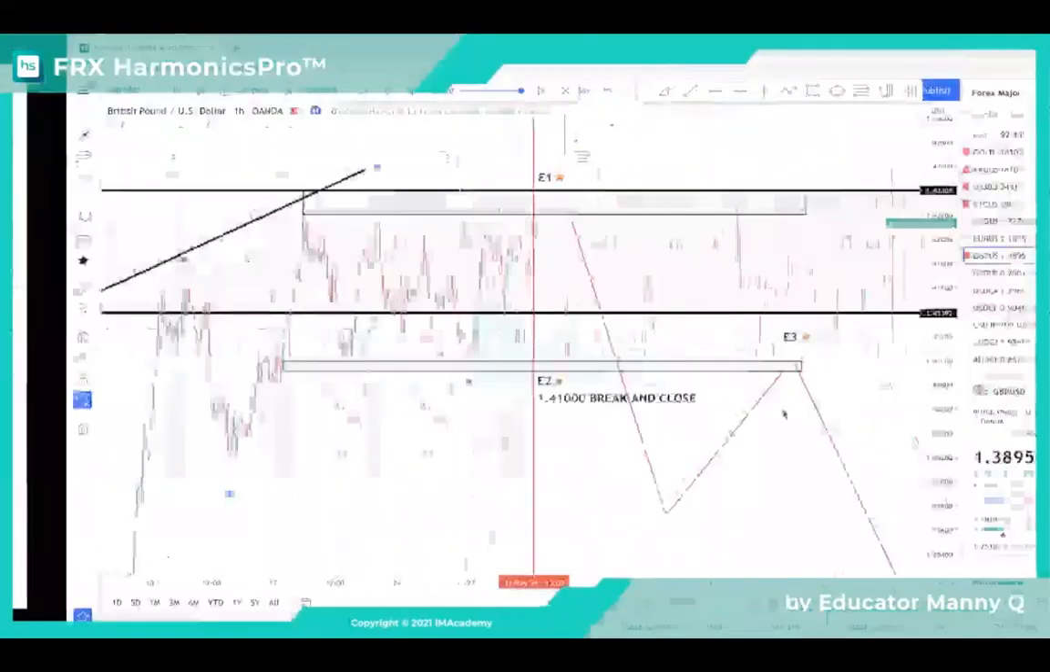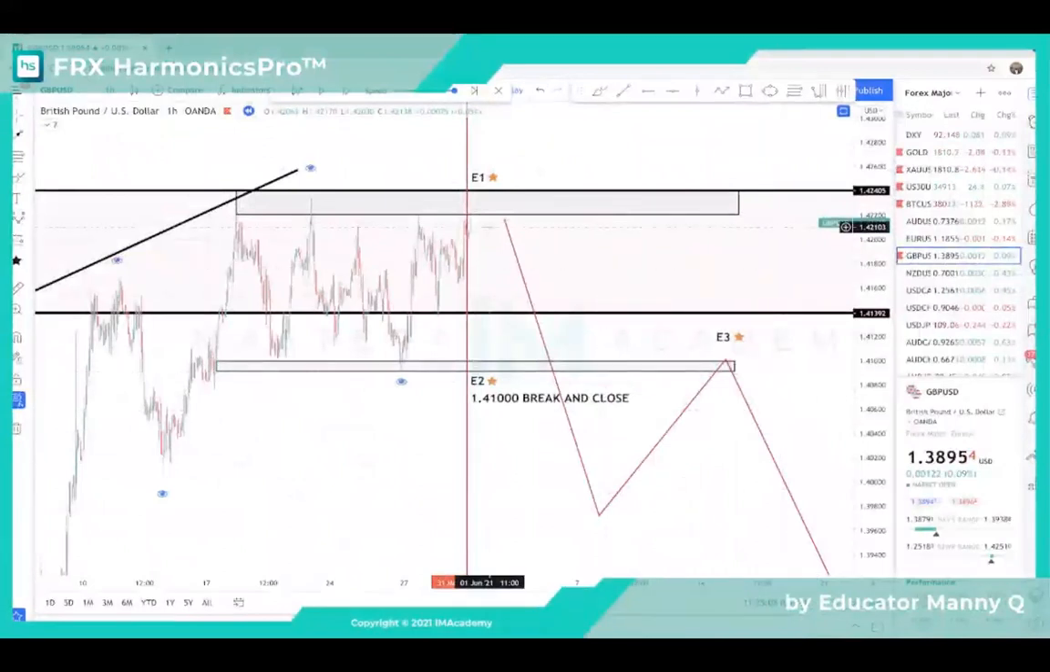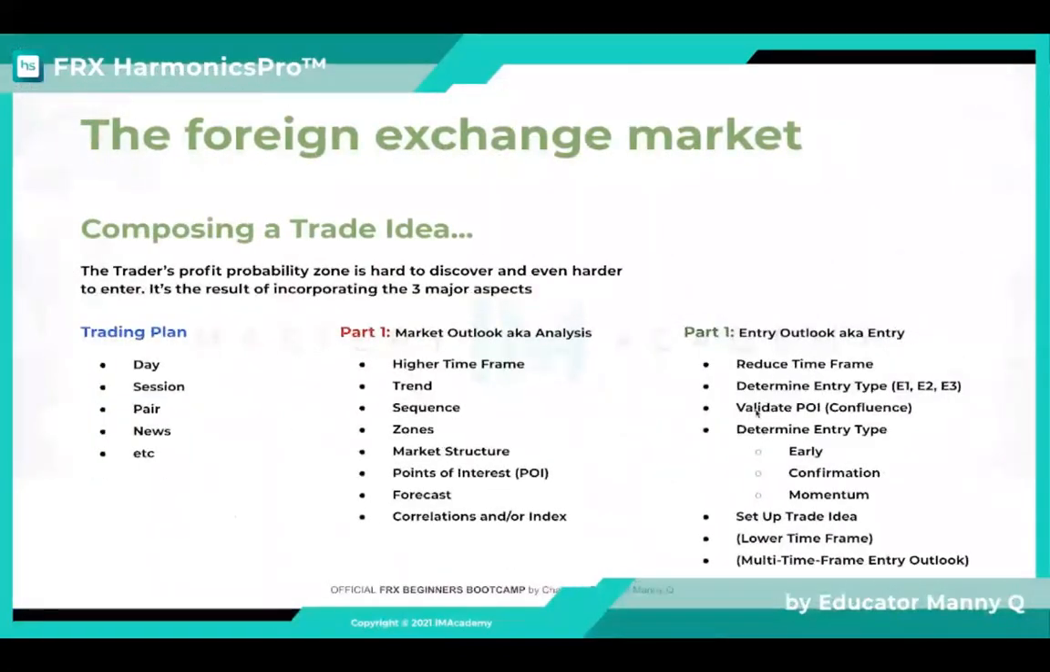Now that you've determined your 3 points of entry, am I going to enter E1 equal high, E2 breakout, E3 retest? If I'm going to enter one of these, now you need to validate your POI. You need to validate that point of interest. You need to validate that entry by building up confluence on that particular trade. Now remember, building up confluence and this kind of goes together, right? So validating your POI and determining your entry type.